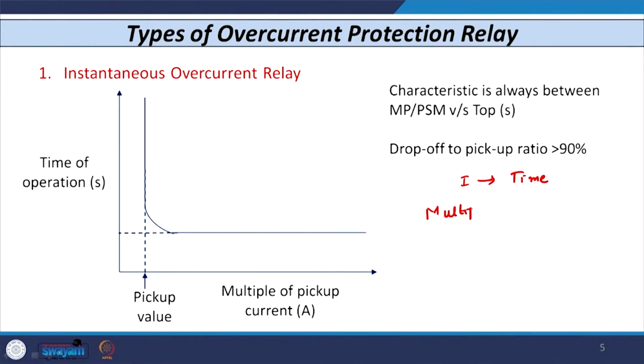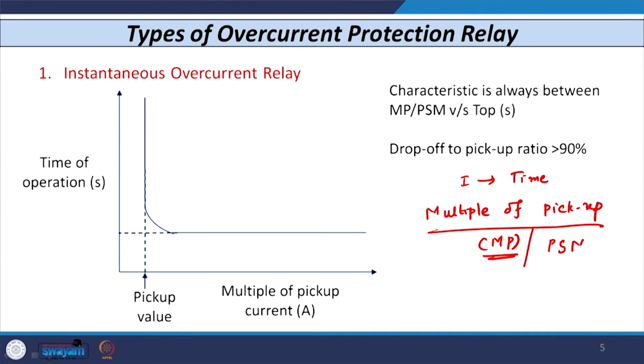So, this multiple of pickup current is normally denoted by MP. MP is nothing but multiple of pickup current. Sometimes it is also known as PSM, which is known as plug setting multiplier. So, plug setting multiplier is also similar to multiple of pickup current.